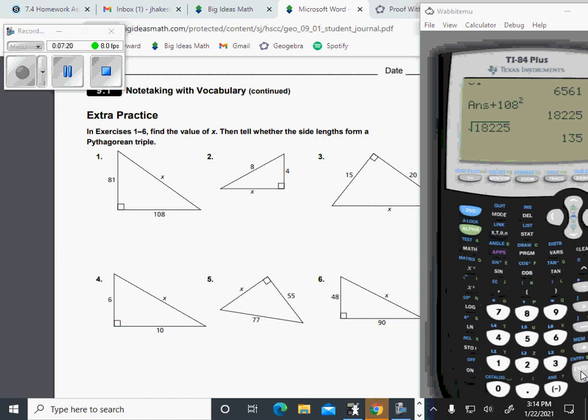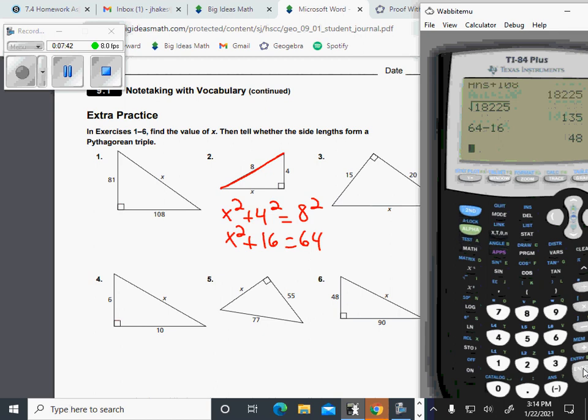Number two, we have c squared, which is 8. So we know that x squared plus 4 squared is going to equal 8 squared. So x squared plus 16 is equal to 64. And if I go on my calculator, 64 minus 16 equals 48. And the square root of 48 is 6.9. So x is going to be about 6.9.